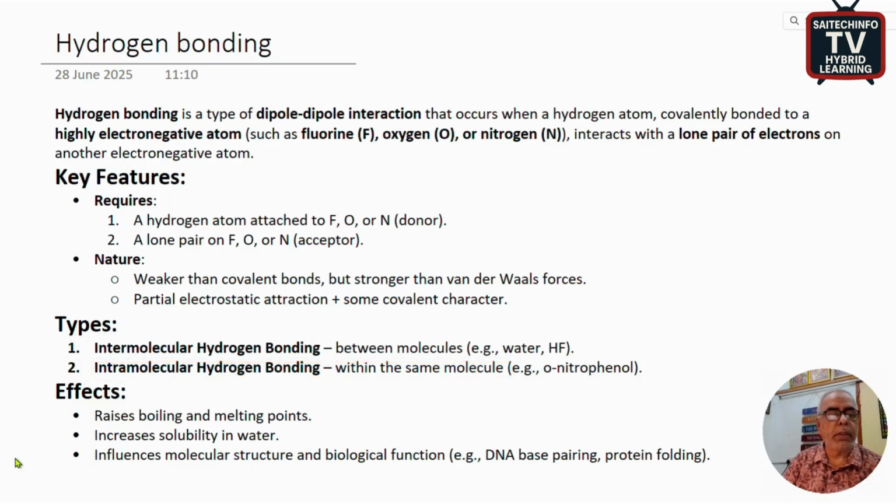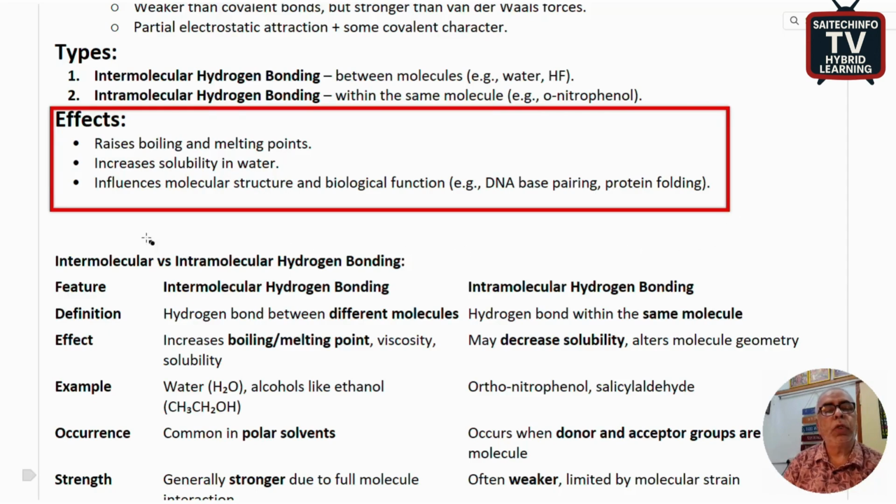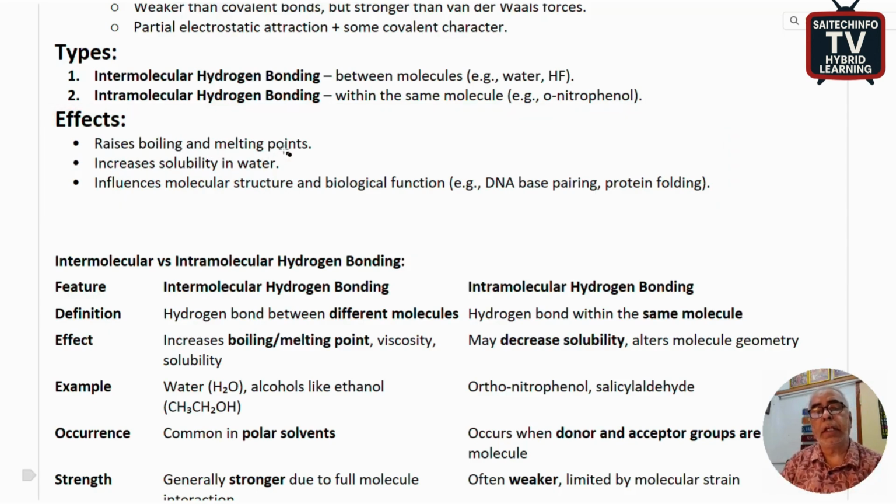Okay, right. Now, let us proceed further. Here, what are the effects of such type of hydrogen bonding? So it raises the boiling point and melting point. Why? Because in addition to the van der Waals force of attraction, that is the intermolecular force of attraction, this intermolecular hydrogen bonding is an additional force of attraction, and that is responsible for what? Elevation of boiling point, that is, increase of boiling point and also melting point.